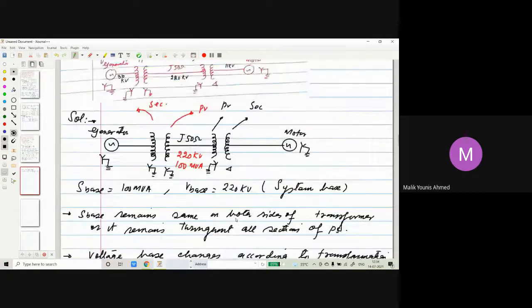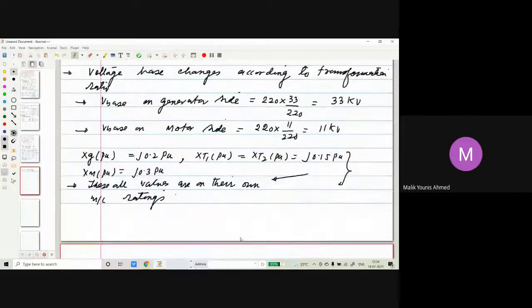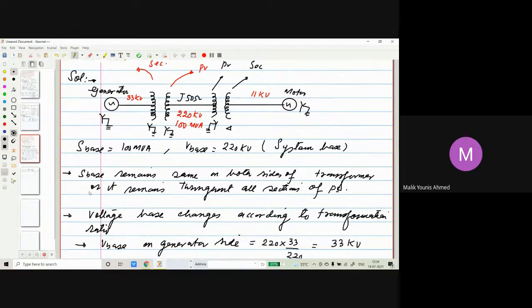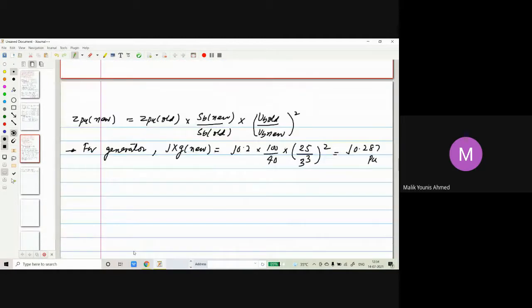Next, we'll go for the transformer T1. I'll write the base values here, which we have got, in red. So this side we have got a 33 kV base value, this is 220, and this side again is 11 kV. Okay, let's move ahead. Now for the transformer T1.